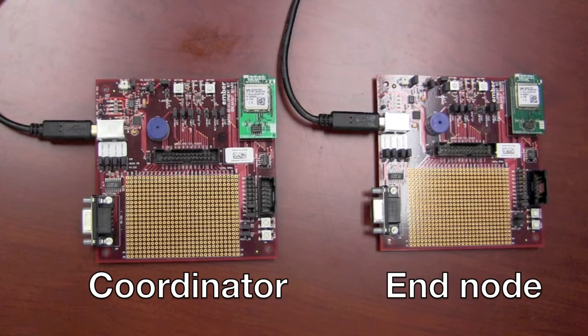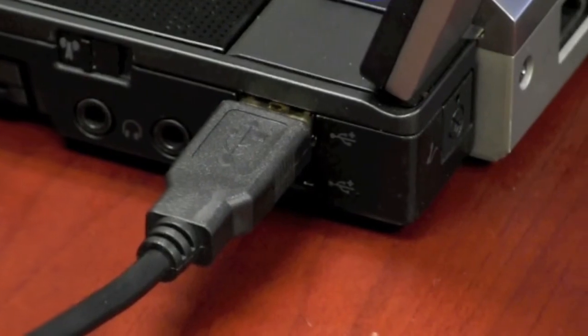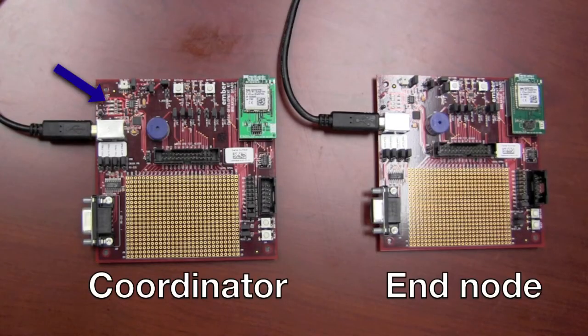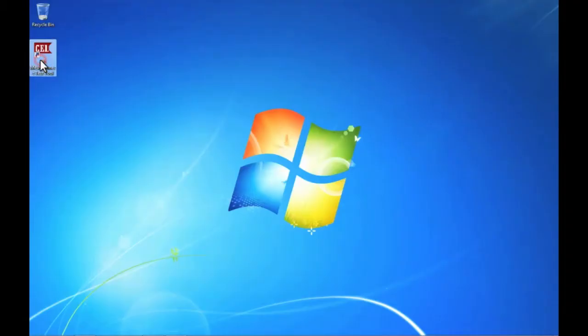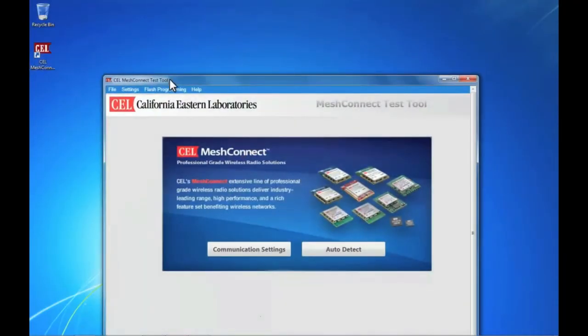The one on the left will serve as the coordinator and the one on the right will serve as the end node. Let's power on the coordinator by connecting it to the USB port on the PC. An LED light will illuminate on the Ember breakout board, indicating that power has been established. Now that we powered on the coordinator, let's launch the MeshConnect test tool software.